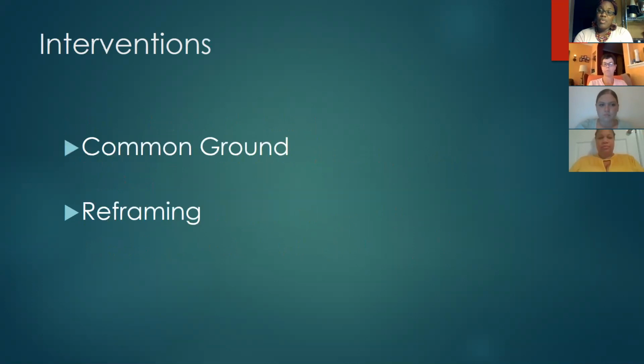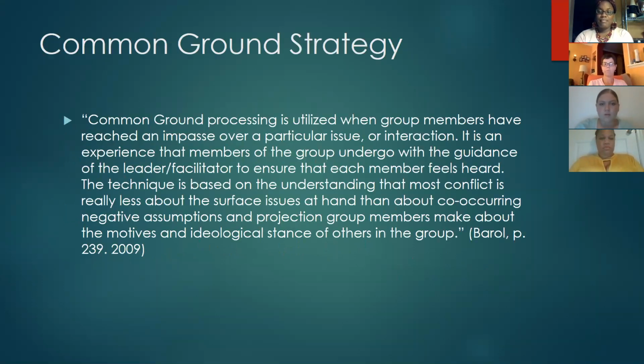Two interventions that we will introduce in our presentation will be common ground and reframing. So common ground is when a social worker tries to facilitate interpersonal relationships. The goal of this technique is to find recognition between parties. It gives everyone a chance to speak and be heard. In our skit, we will attempt to use this technique to try and find recognition between the mom, the daughter, and Auntie.